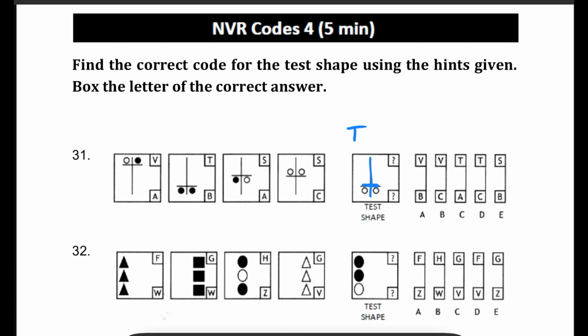Now to the second letter. These two both have an A as the second letter. And they both have a white and a black and a white circle. Whereas in the test shape, we've got two white circles, which is the same as this one. So the second letter here is a C. So the second letter here will also be a C. So the answer is D, because that has TC.